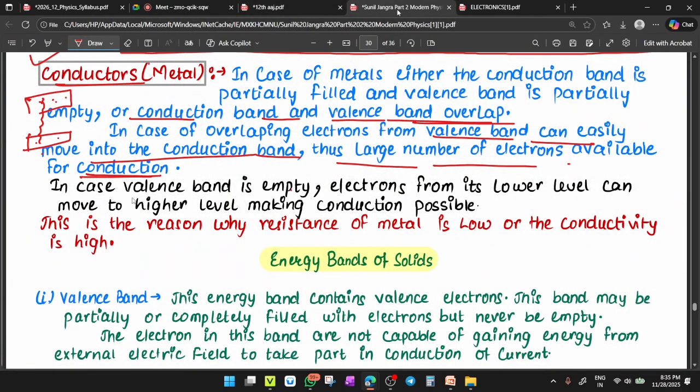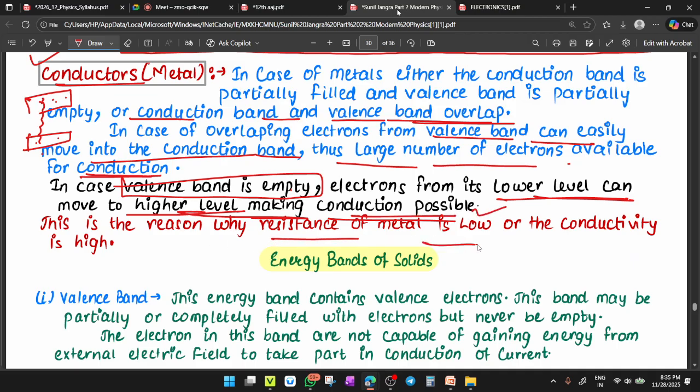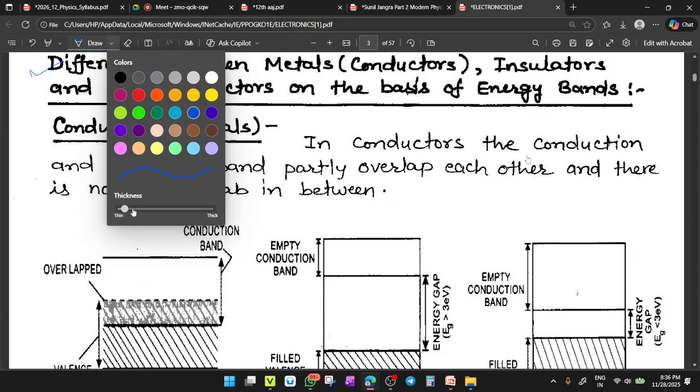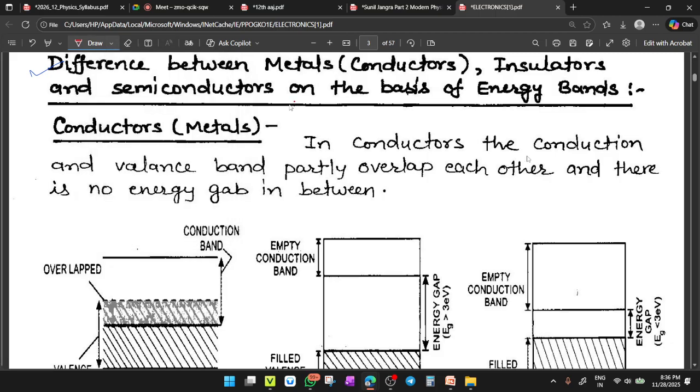So in case the valence band is empty, electrons from its lower level can move to the higher level, making conduction possible. This is the reason why the resistance of a metal is low and conductivity is high. Got it? So now, the difference between all three categories of material: the conductor, insulator, and semiconductor.